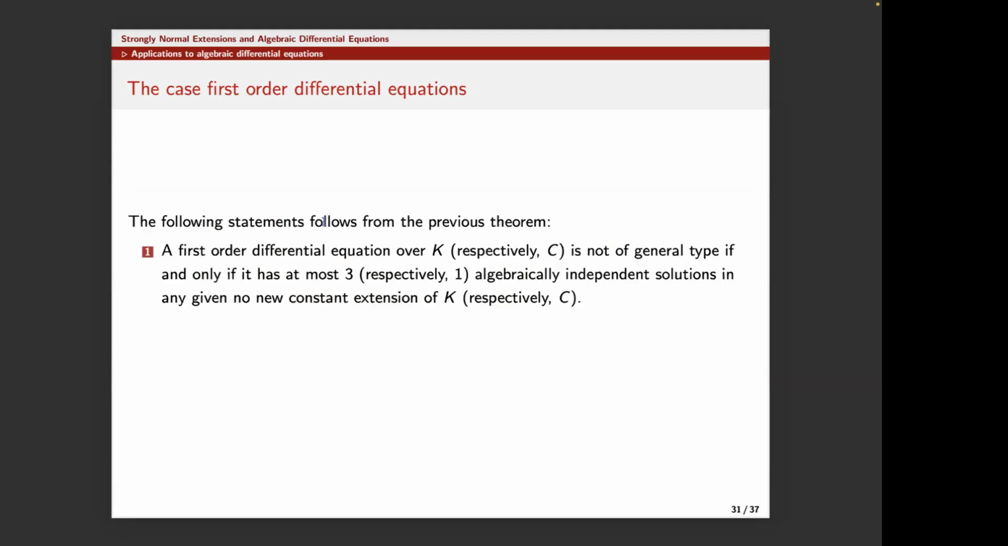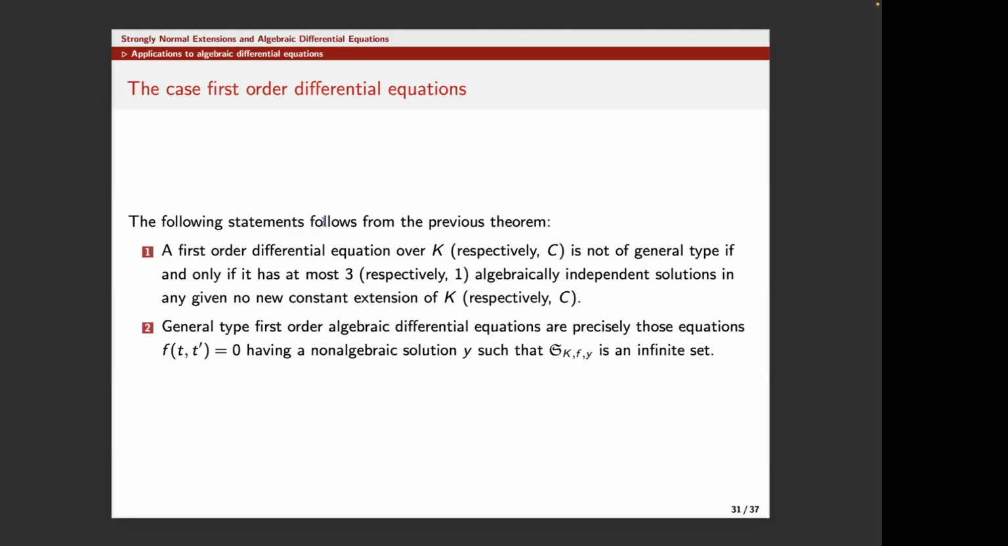And then the following statement follows from the previous theorem. A first order differential equation over K is not of general type if and only if it has at most 3 algebraically independent solutions in any given no-new-constant extension of C. And if K equal to C, then the number is 1. And the second statement is basically the contrapositive of the first. General type first order differential equations are precisely those equations f of t prime equal to 0 having a non-algebraic solution y such that the set S K F Y is an infinite set.